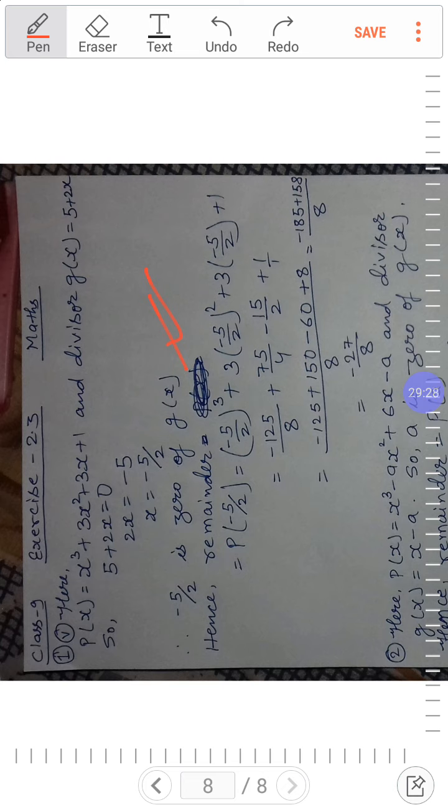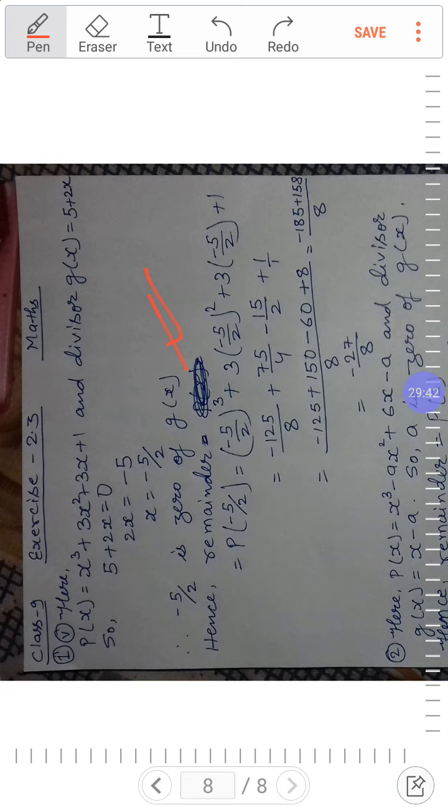Now we have taken the LCM of 8, 4, 2 and 1, that is 8. When 8 is divided by 8, it is 1. 1 into minus 125 is equal to minus 125. And when 8 is divided by 4, it becomes 2. 2 into 75 becomes 150. In the same way, when 8 is divided by 2, it becomes 4, and 4 into minus 15 becomes minus 60. And when 8 is divided by 1, of course, it becomes 8, and 8 into 1 is 8.